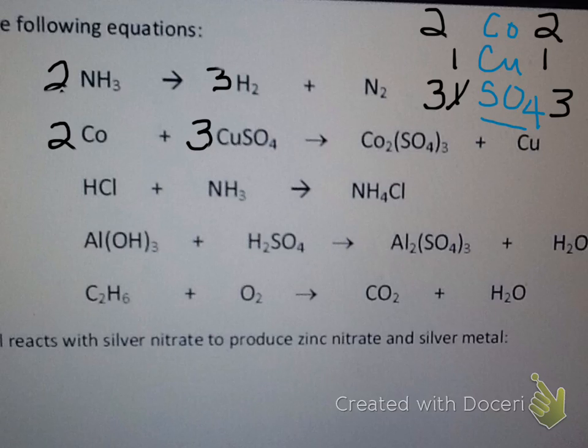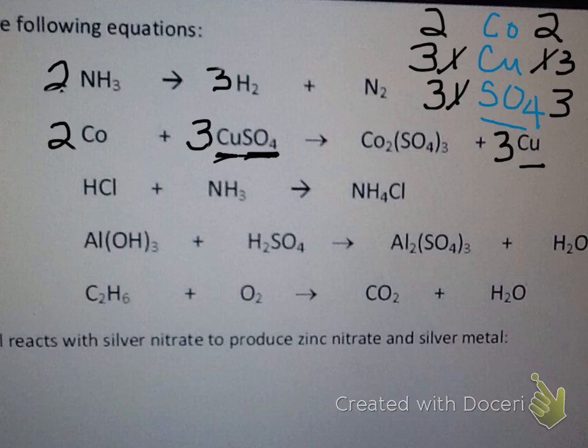Okay, now what happened when we put the 3 there? When we put the 3 to balance the sulfate, it also changed the amount of coppers we have. So I'm going to come back here on the reactant side now. I have 3 coppers. How many do I have on the product? Well, right now I only have 1. I can easily make that a 3 though, right? Just put a 3 in front.